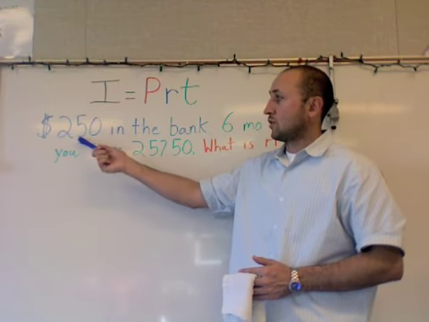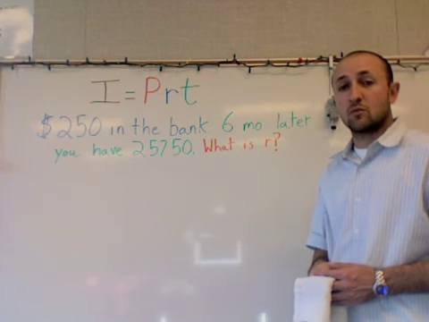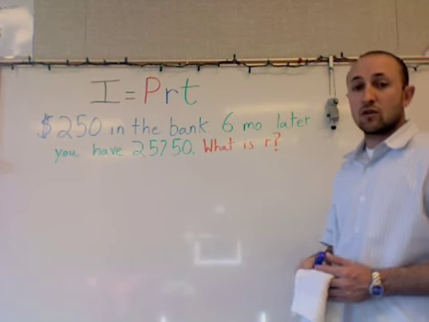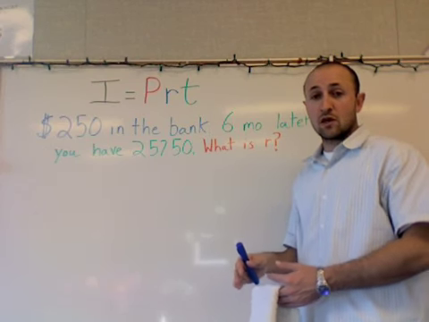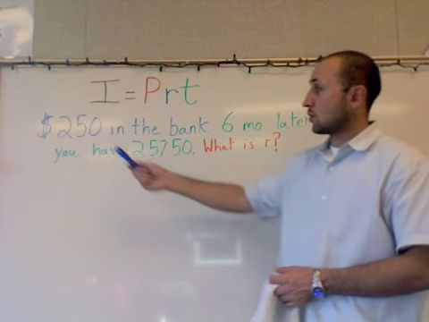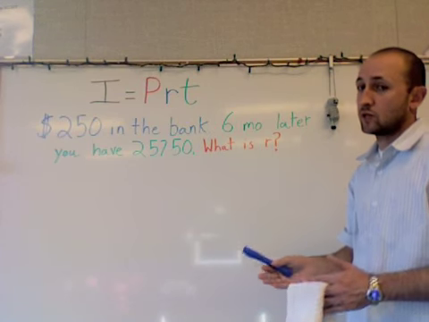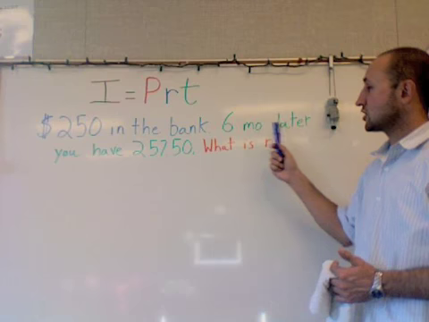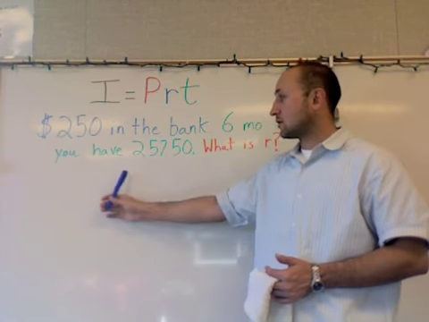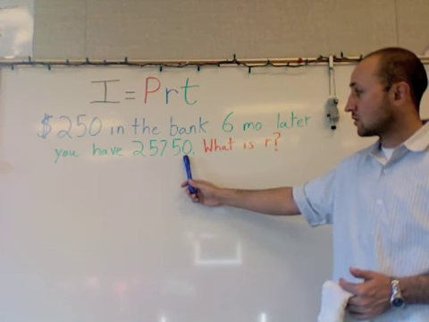This time around, we put $250 into the bank. So we took $250 and we put it into a savings account. And we know that savings accounts, if you leave the money in there, they gain interest and it makes more money for you. So we put $250 in the bank. Now we didn't put any more in and we didn't take any out. 6 months later, our balance is $257.50. So we did make some money on that.